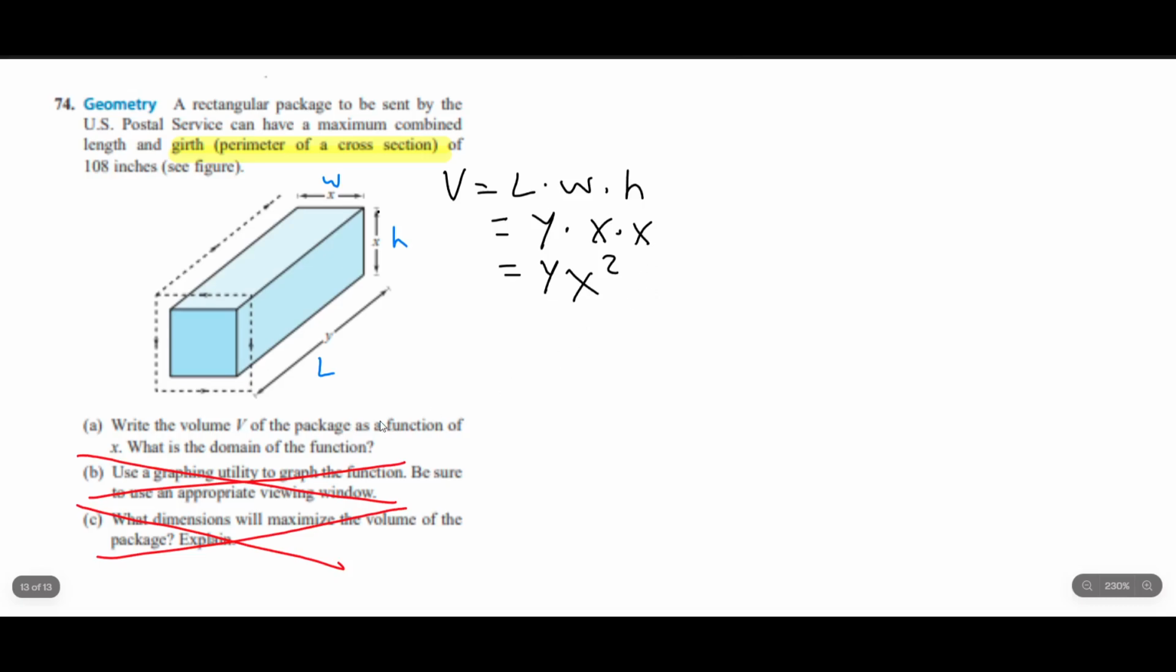But it says as a function of x. So that means this y cannot be there. V has to be in terms of only x. So what does that mean? Well, we need to find some relationship between x and y. And this is where it can get a little confusing for students.